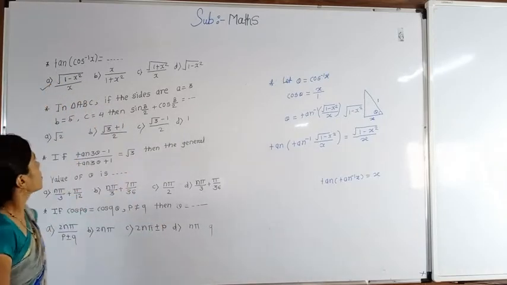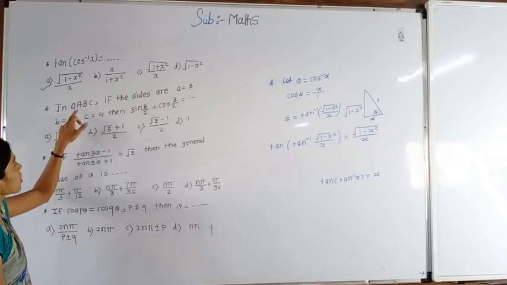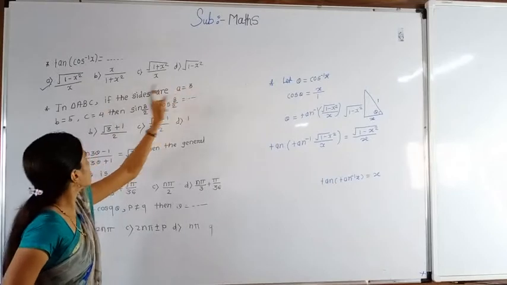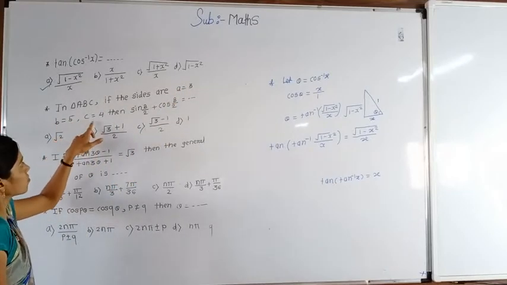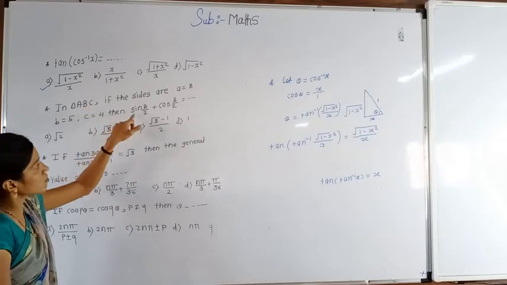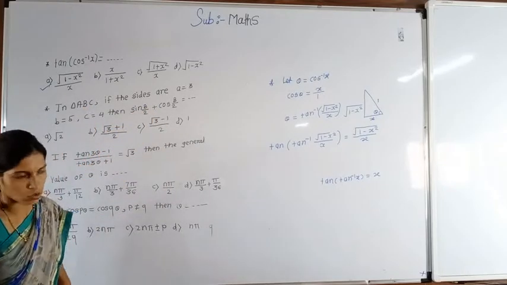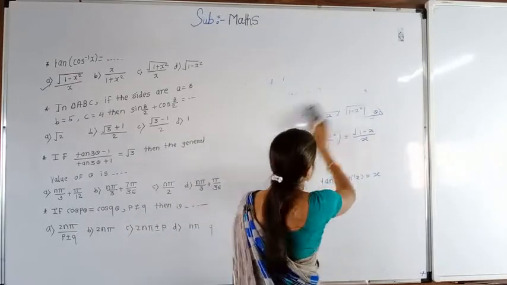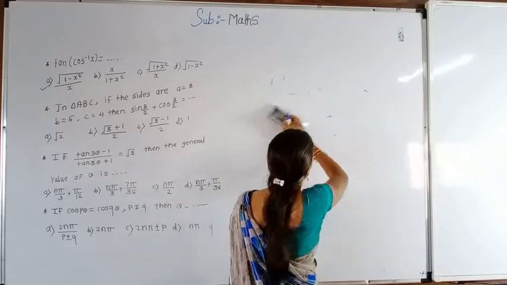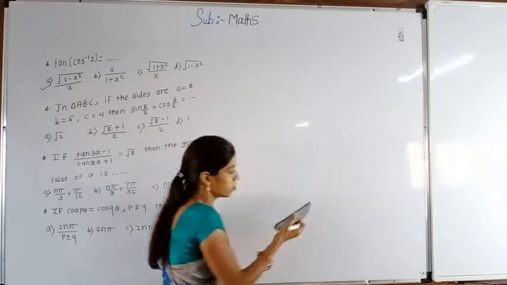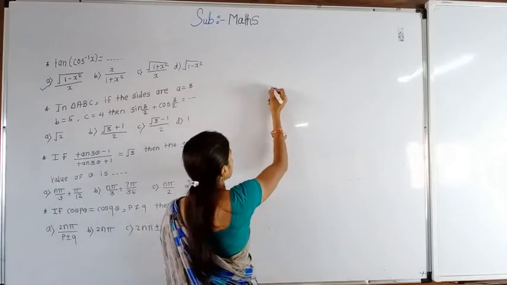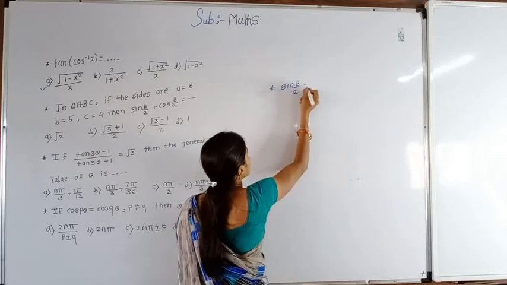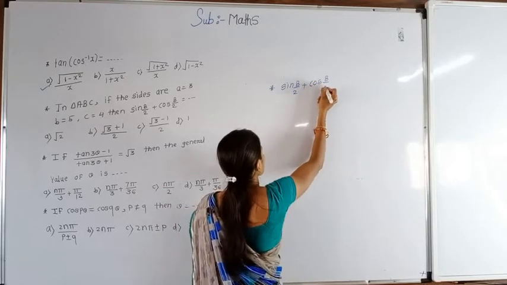Now let's see the next MCQ. In triangle ABC, if the sides are a is equal to 3, b is equal to 5, c is equal to 4, then find the value of sin B by 2 plus cos B by 2. So, in this MCQ, we have to find the value of sin B by 2 plus cos B by 2.